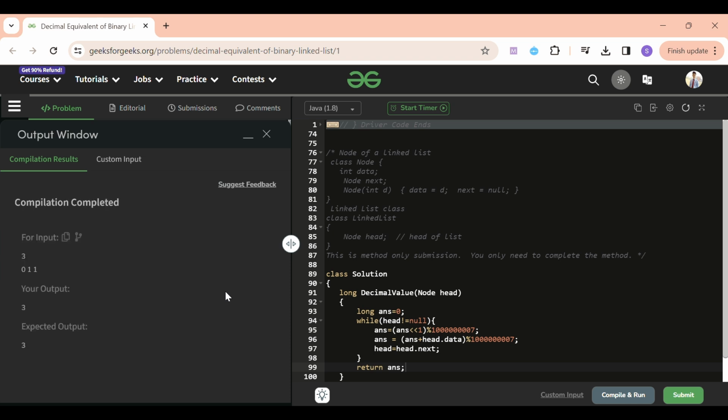I'm also solving it for the first time, by the way. That's the issue with me. I don't practice, I simply solve it, and that's why I have to retake videos many times. But I think it should get accepted the first time.